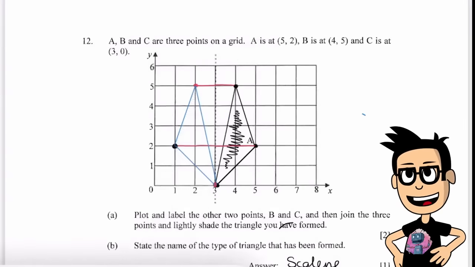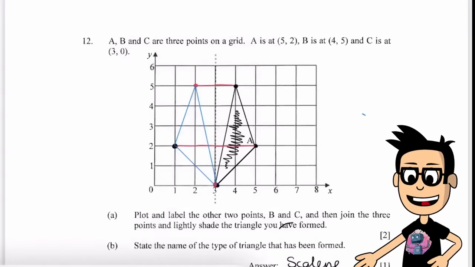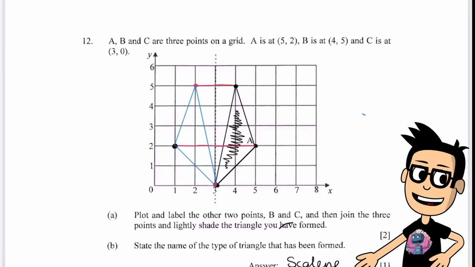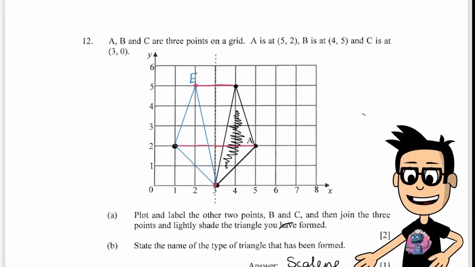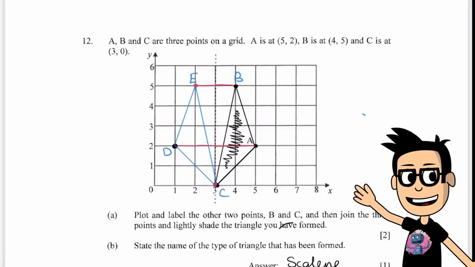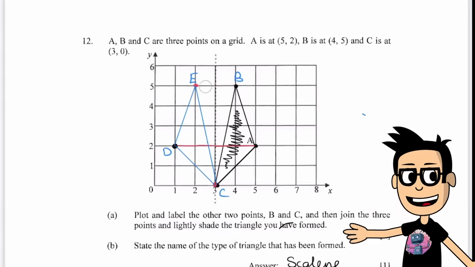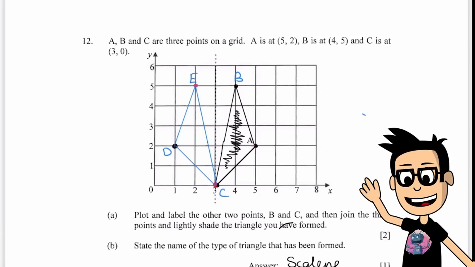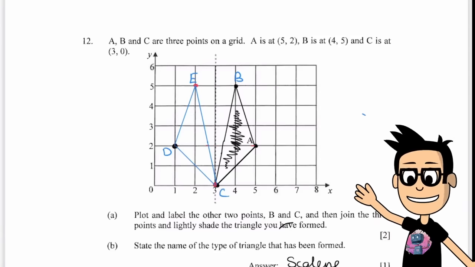And there we are. Magnificent. So that being said, we now need to label our sides, which are going to form E, D. We'll also label this as well, and then C. Marvelous. Again, we can remove the red lines as well if we need to. And there we are. Marvelous.